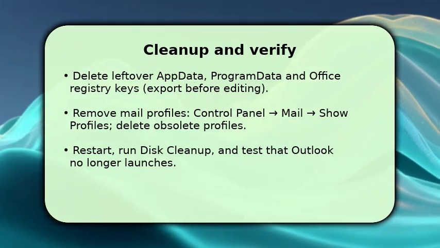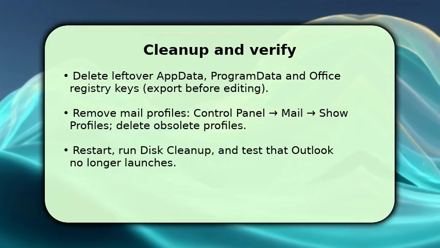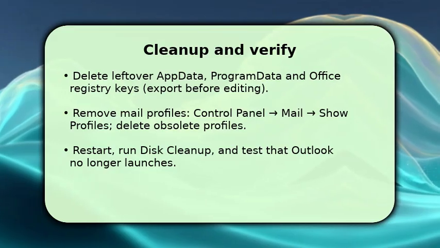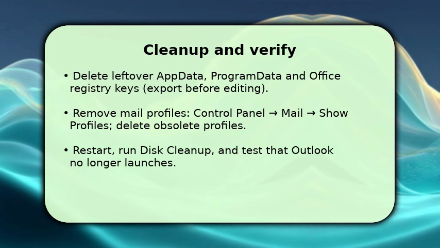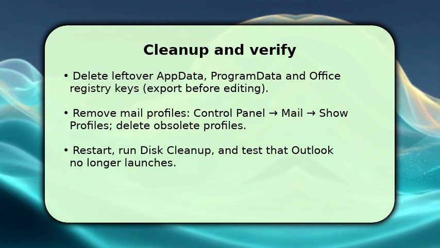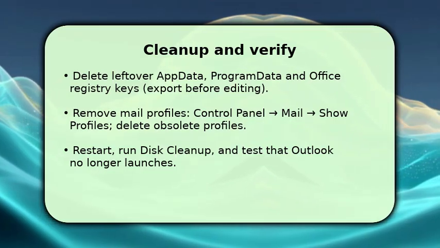Next, open Control Panel, then Mail, then Show Profiles, and remove any old profiles so Windows won't recreate links. Restart the PC, run Disk Cleanup, and confirm Outlook no longer launches. If something goes wrong, boot into Clean Boot or Safe Mode and rerun the uninstall.